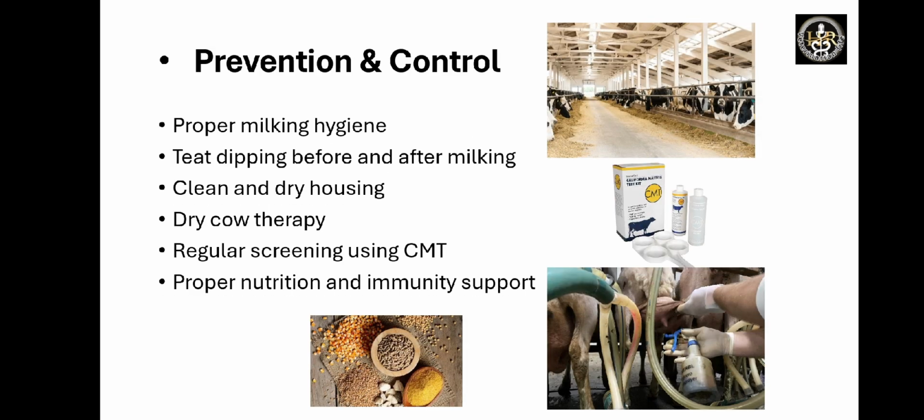Prevention is always better than treatment in mastitis. Proper milking hygiene should be followed. Teat dipping before and after milking is very effective. Housing should be clean and dry. Dry cow therapy helps in preventing new infections. Regular screening using CMT is important. Good nutrition helps improve immunity.